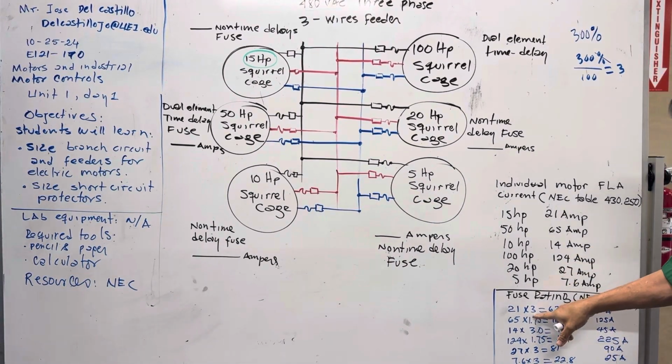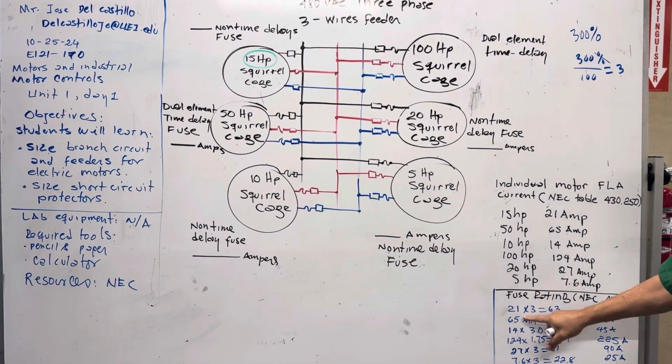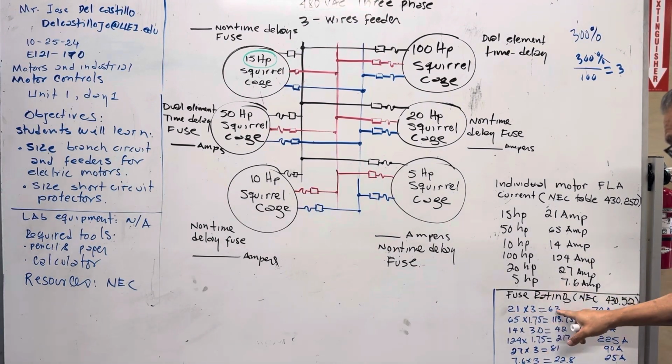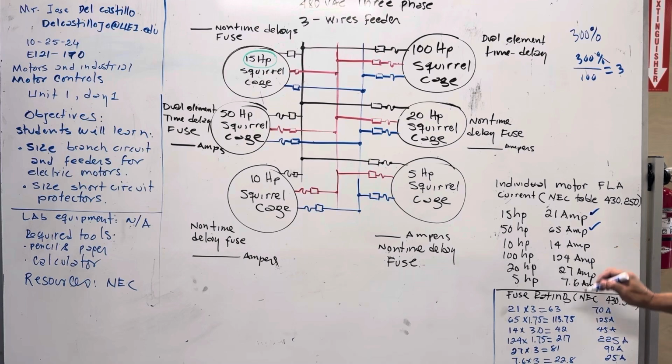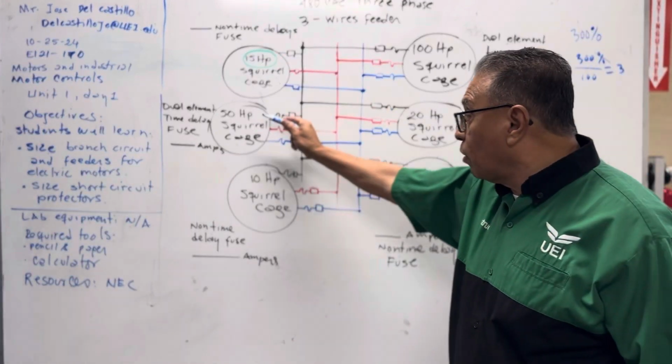So that is the factor here, 300%, 3 times the full load ampacity, which is 63, for a total of 70 amps. So the next one is 65 amps, which is the 50 horsepower.